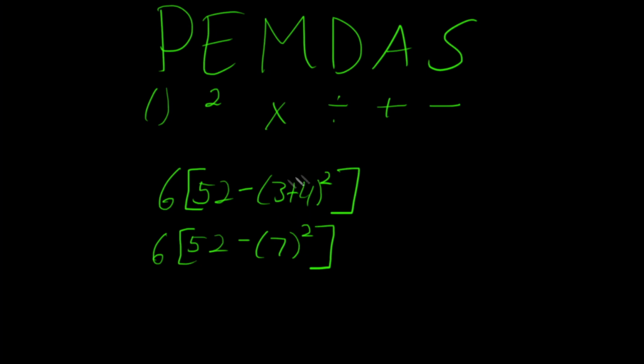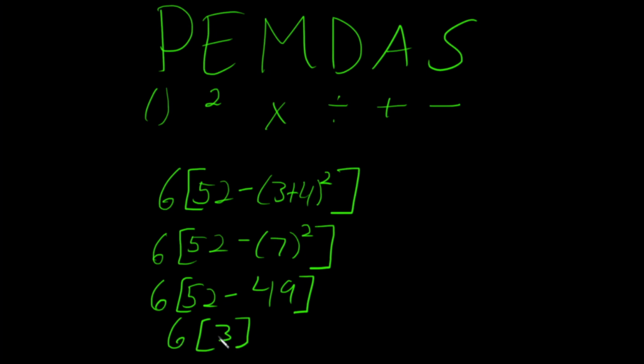So we took care of the most interior parentheses, and now notice that inside the outer parentheses we have subtraction as well as an exponent. Looking at PEMDAS, we know exponent is going to come first. So we'll have the 6 times 52 minus 7 squared, which is 49. And at this point, we basically just have one parentheses here, even though it's still a bracket. That leaves us with 6 times 52 minus 49 is 3. Now we have 6 times 3, and that gives us a final result of 18.